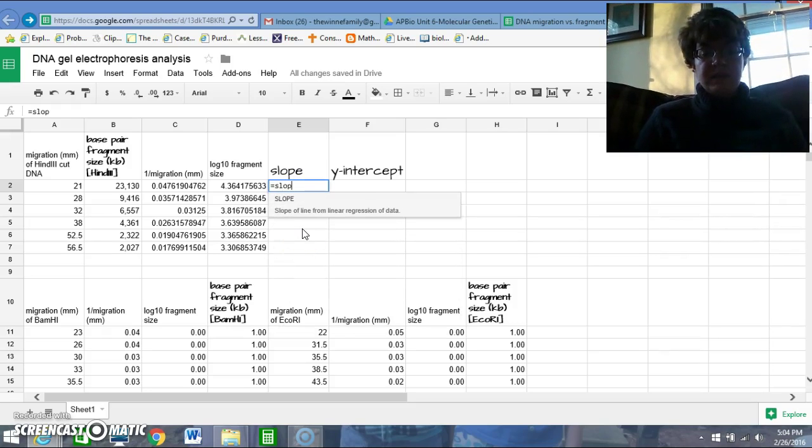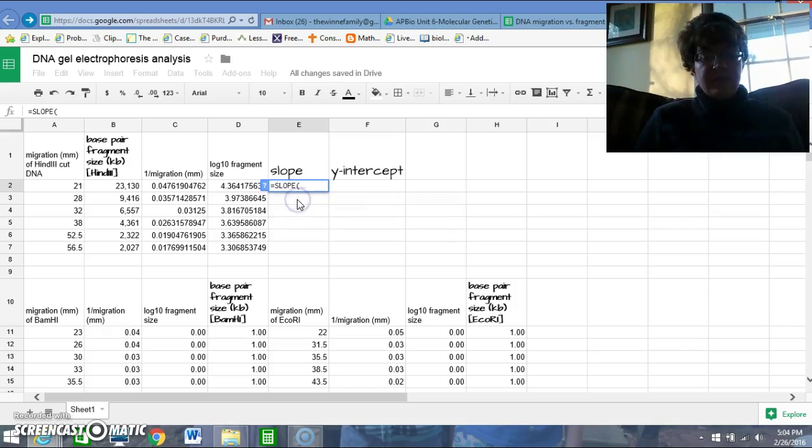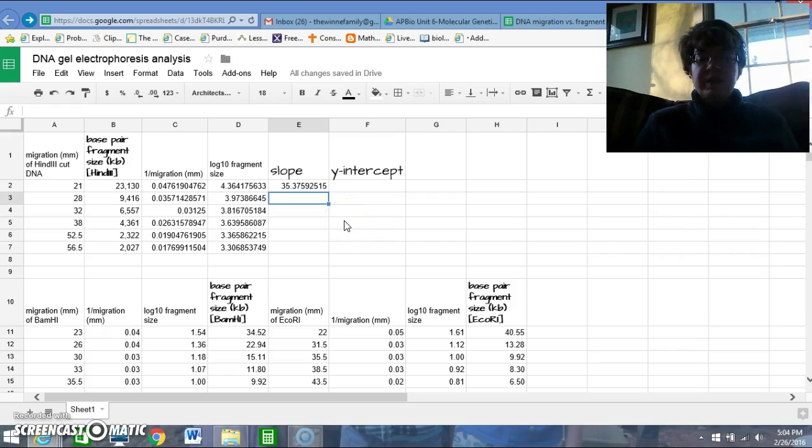So I'll type in slope. Okay, and the first argument is y over x. I'm going to do my y values and separate it with a comma from my x values. Okay, and there is my slope.